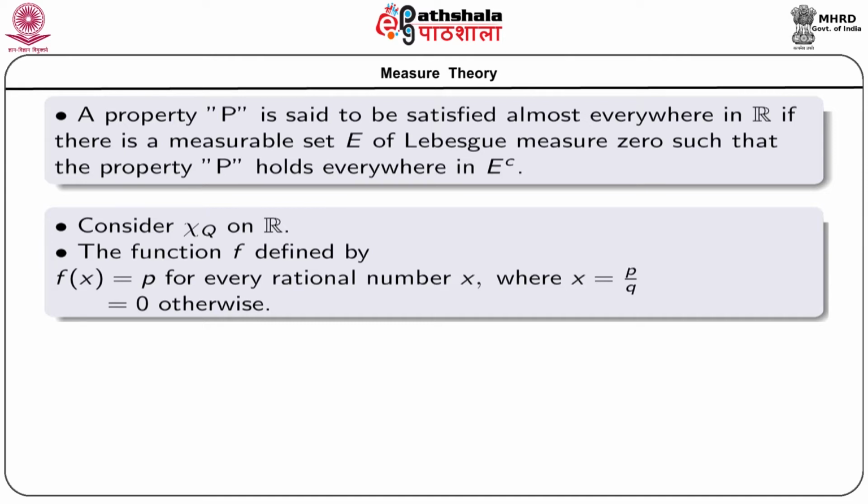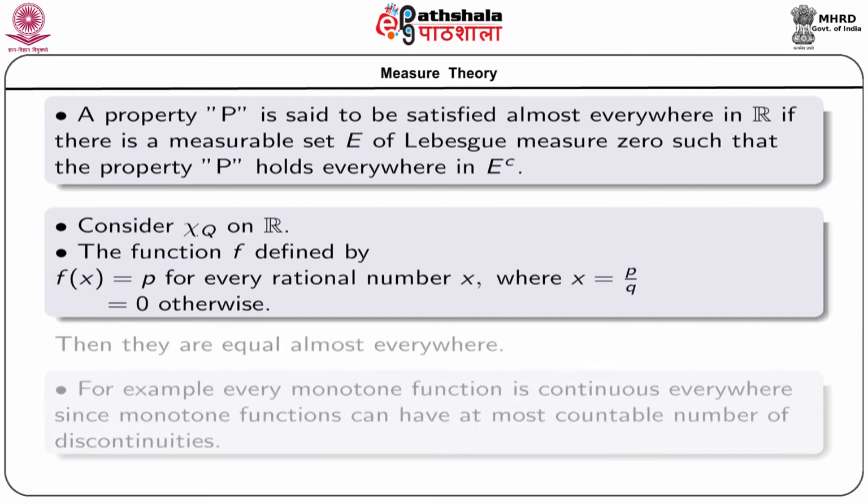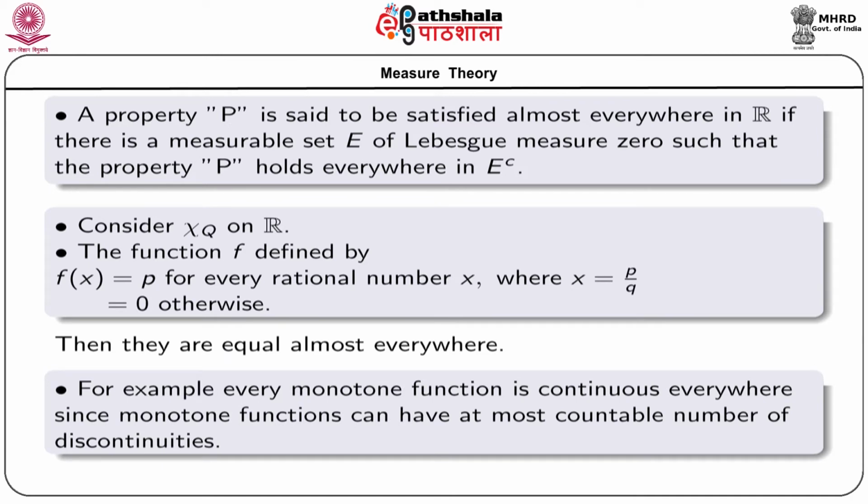Now, if we compare the functions chi_Q and f, we see that at all irrational numbers the values of both the functions are 0. The value only differs on the rational numbers, and we already know that the set of rational numbers is a countable set and is a set of Lebesgue measure 0. So, we can conclude that chi_Q and f are equal almost everywhere.